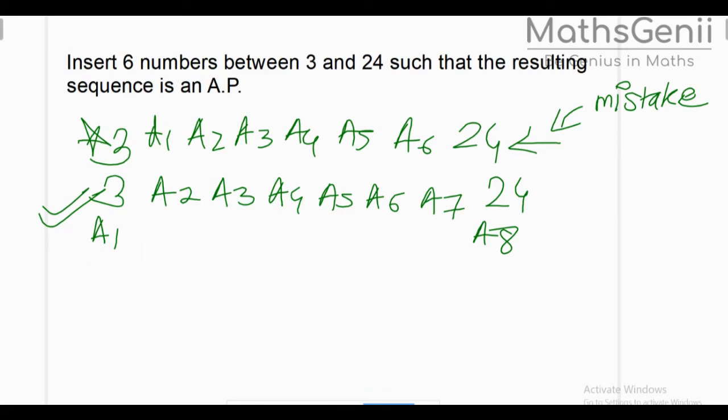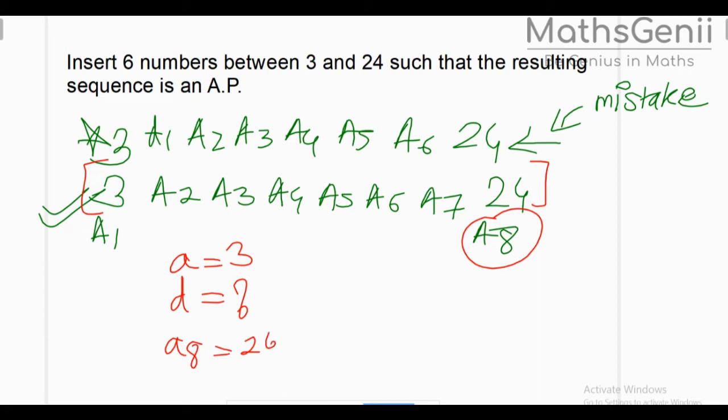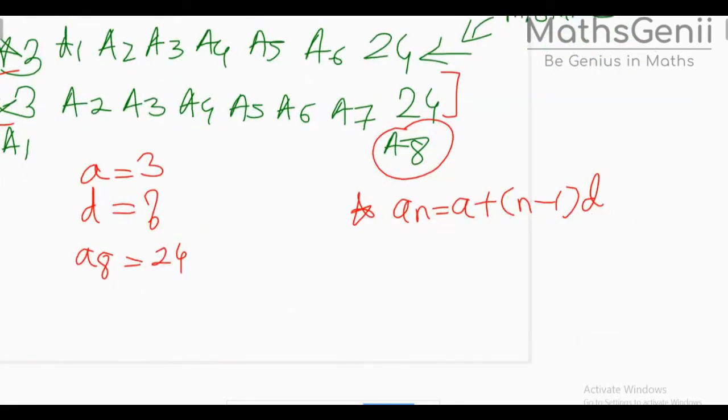So A1 is 3. Now treat it as a sequence, and always what do we find? We find A, we find D. A is nothing but the first term, it's 3. D I still don't know, correct? But what I know is that the eighth term, A8, is 24. I know one formula from AP, which is An = a + (n - 1)d, correct? So I know A8. So in place of n, everywhere I'm going to put 8.